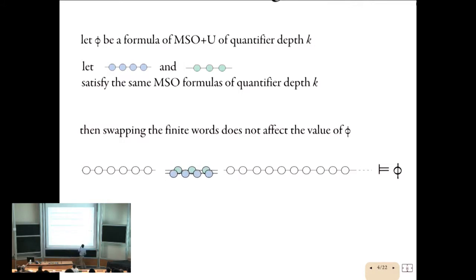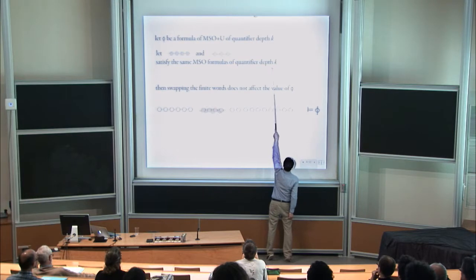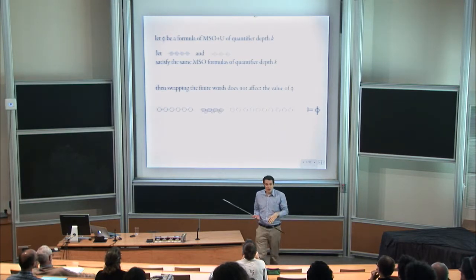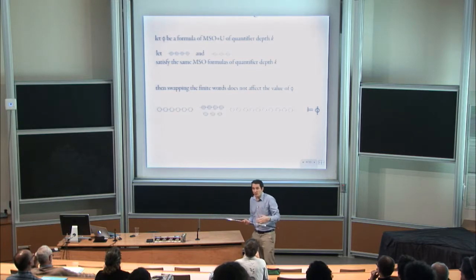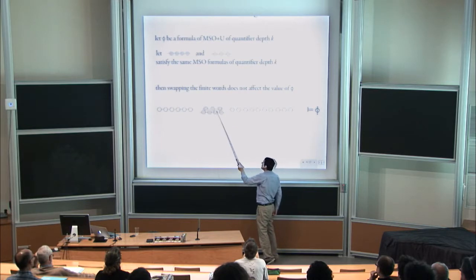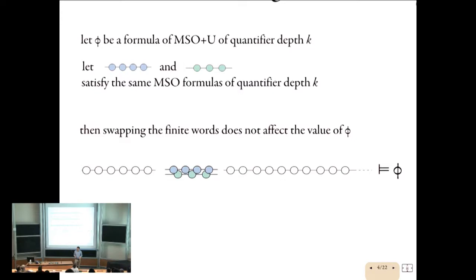So from the perspective of an MSO+U formula, there are finitely many different types of words, because it is well known that for a given quantifier depth K, there's finitely many different formulas up to equivalence. So if you just look at a piece like this, there's only a finite number of types of things that you need to know. So in this sense, it's recognizable.